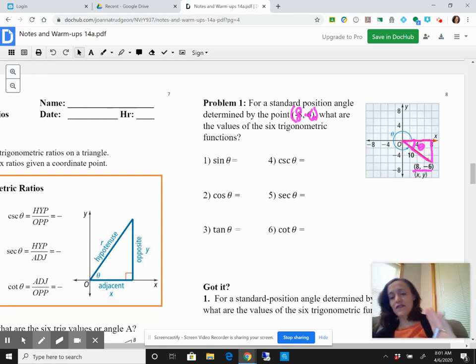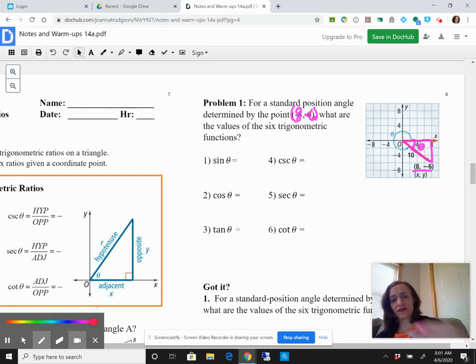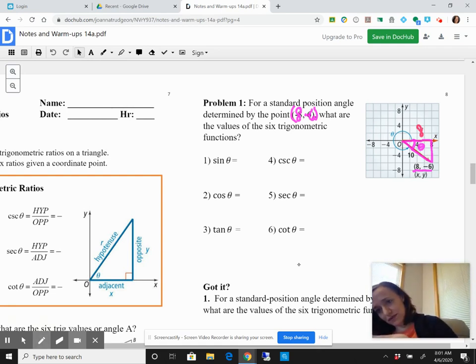However, you have to pay attention to whether x and y are positive or negative. The radius is always positive, okay? So the hypotenuse, the radius, is always positive. It's just the x and y values. So here, x is 8, y is -6. So you may want to write those down on your triangle so you don't mess it up when you're doing your angles. This is 8, this is -6.